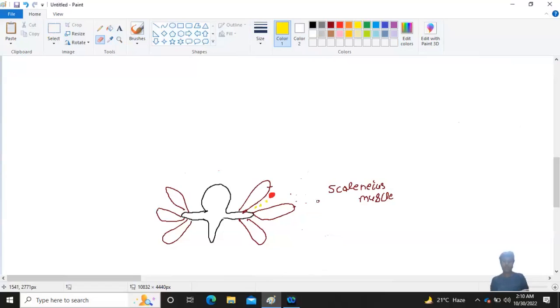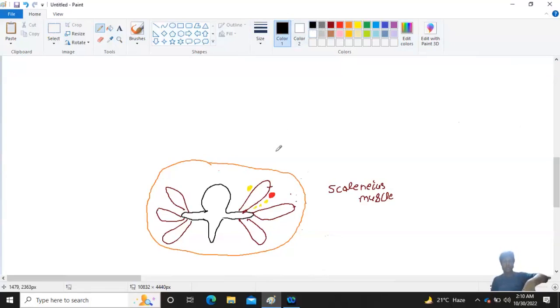I removed this. These are the scalenus muscles. Then in front of this there is a nerve called the phrenic nerve. This is the phrenic nerve. These are the brachial plexus nerves, and all these structures are covered by a fascia called the prevertebral fascia. This is the prevertebral fascia.